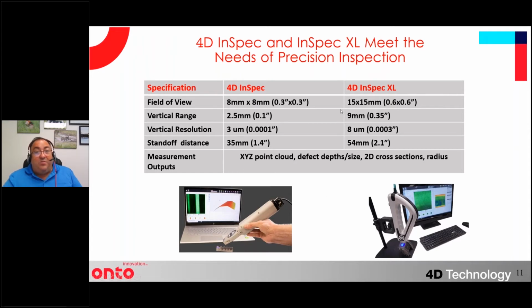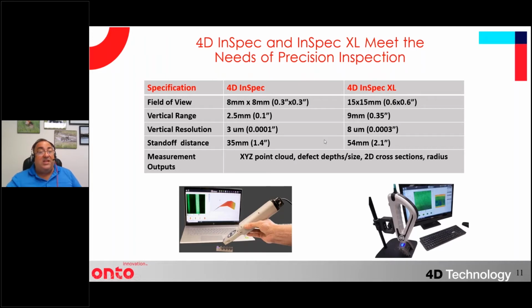The two products, and Kramer's going to show you a lot about them: one has an 8 by 8 millimeter field of view, and you see that on the left. The other has a 15 by 15 millimeter field of view. The resolution of each is just a few micrometers, and the vertical range is 2.5 millimeters for the InSpec and up to 9 millimeters for the XL.